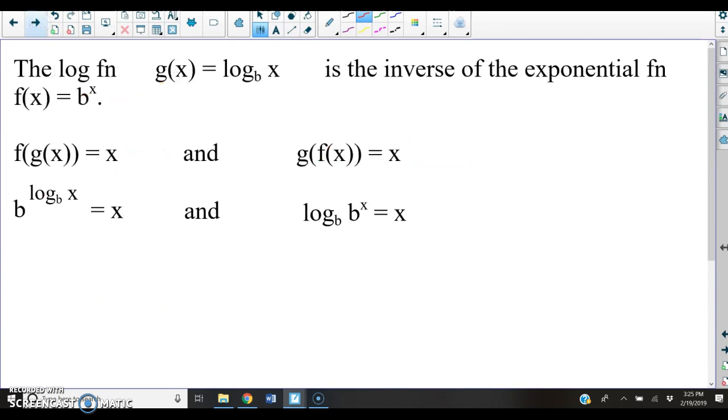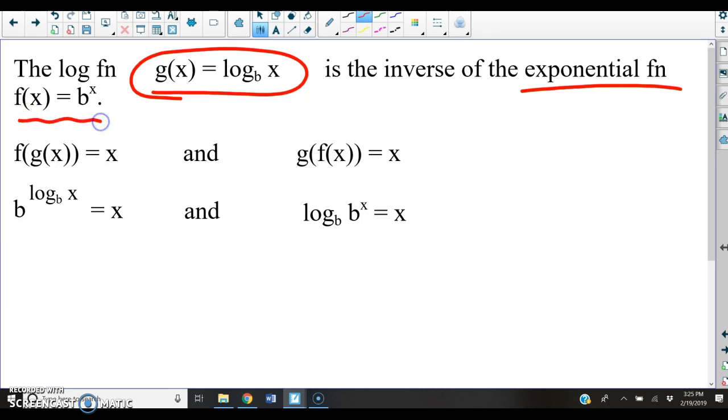Well, what I want you to understand, why I threw that in here, is that the log function is the inverse of the exponential function. Okay? So when you see the log base b of x gives you g of x, the inverse is going to undo that. And you need to understand these inverse functions. Here we are raising b to the power of what you would raise b to get x. Well, these are going to undo each other.